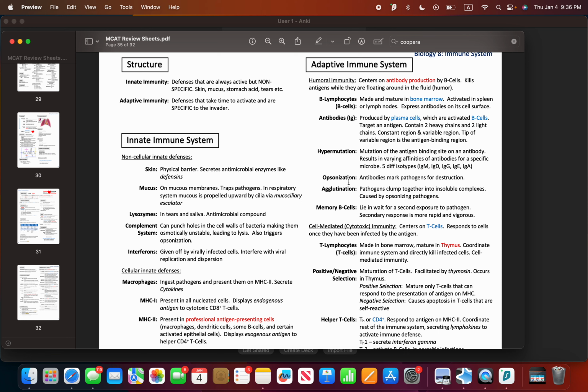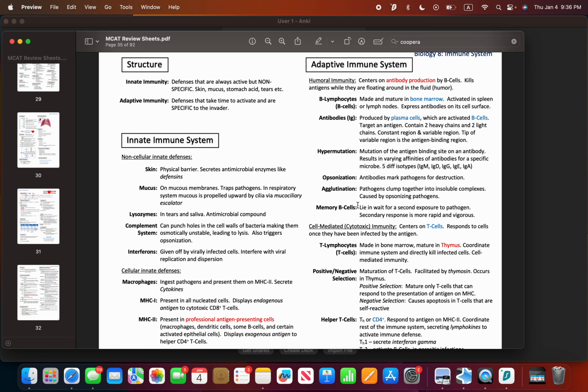So we have opsonization. Opsonization is like tagging, marking the pathogens by antibodies. So when antibodies mark the pathogens for destruction, it is opsonization. We also have agglutination. Agglutination is clumping up of the pathogens by antibodies. So pathogens clump together into insoluble complexes, caused by opsonizing pathogens.